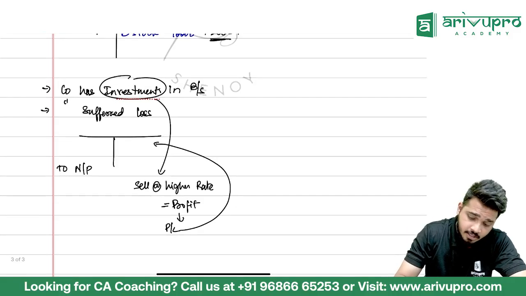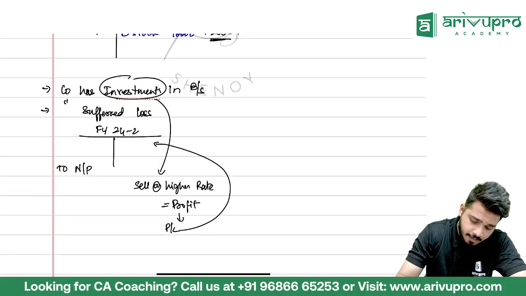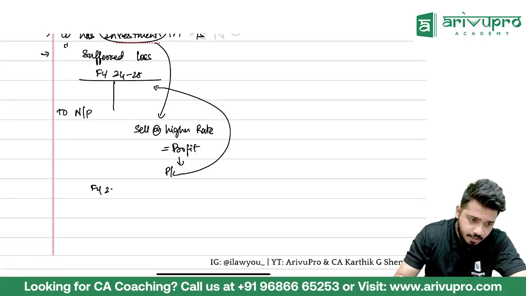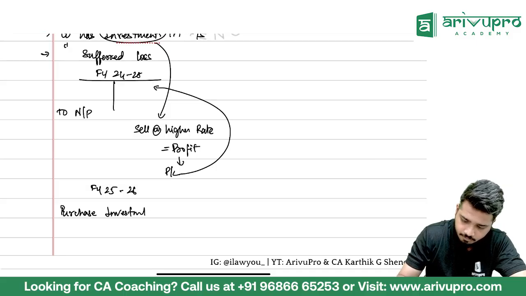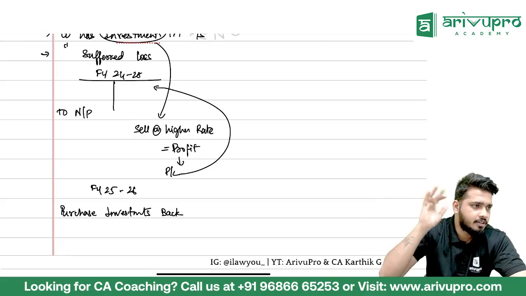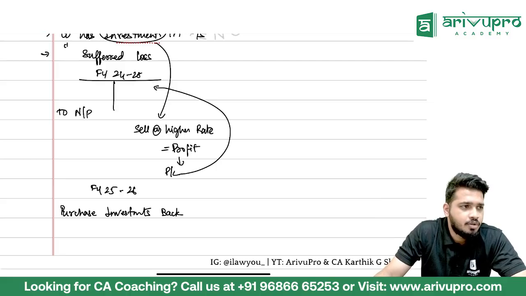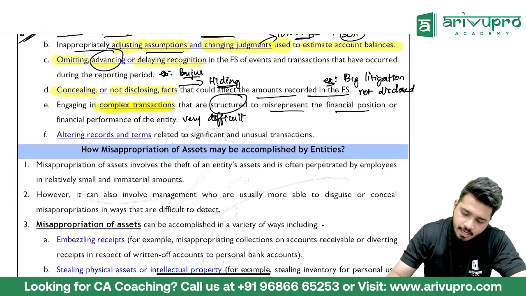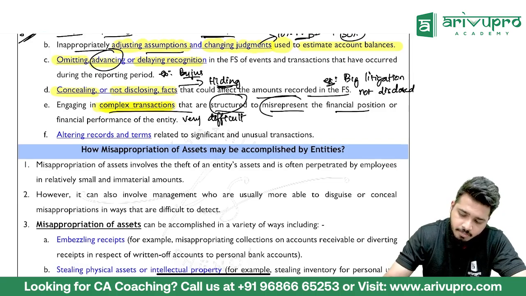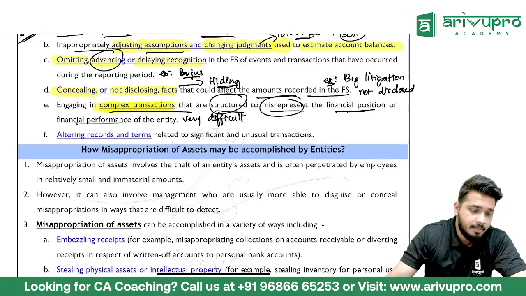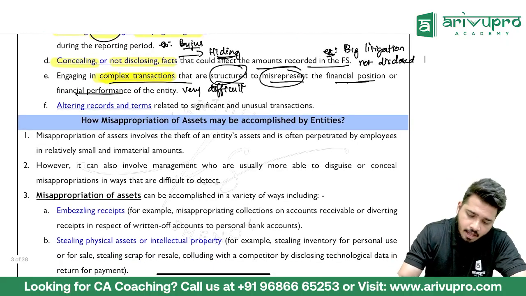Now what will I do? Imagine this is financial year 24-25. In financial year 25-26, I will purchase the investments back, which means my investment is there, and I have concealed last year's results also. Investors are happy. It is called entering into complex transactions that are structured to misrepresent the financial position or performance of the entity. Did you understand this? Then, altering records and terms.